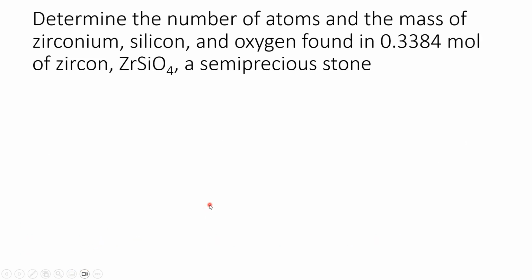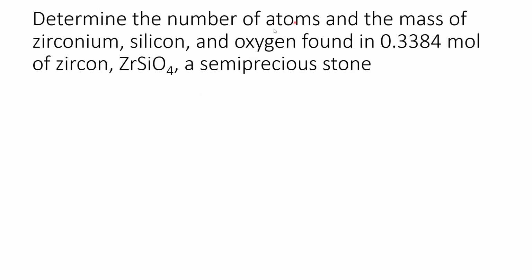Okay, and then just a few more. So with this one, can't see because the Zoom thing's covering up. Okay, so determine the number of atoms and the mass of zirconium, silicon, and oxygen found in a 0.3384 mole sample of zircon. So you can see the formula there, which is a semi-precious stone.